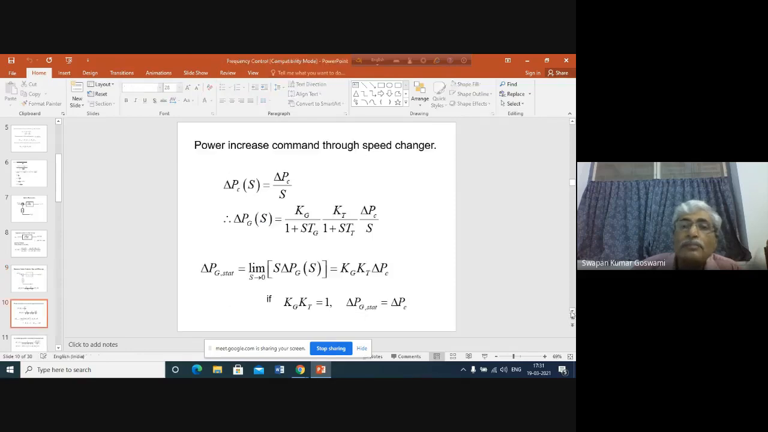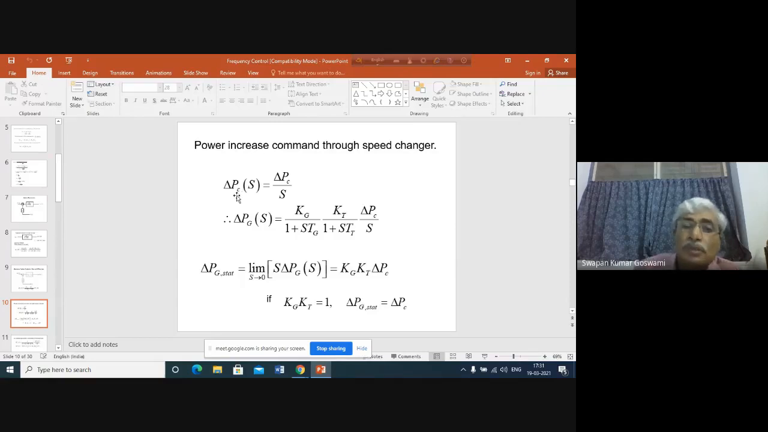Now, what is delta PCS? Delta PCS is the transform of the power increase command. So you want to increase the power output of the generator. That's why you are giving a power increase command. Say initially the power output was 100 megawatt from the generator. Now you want that the generator should deliver 120 megawatt. So what is delta PC? Delta PC is equal to 20 megawatt. So there is a step change in the output of the generator, 20 megawatt.